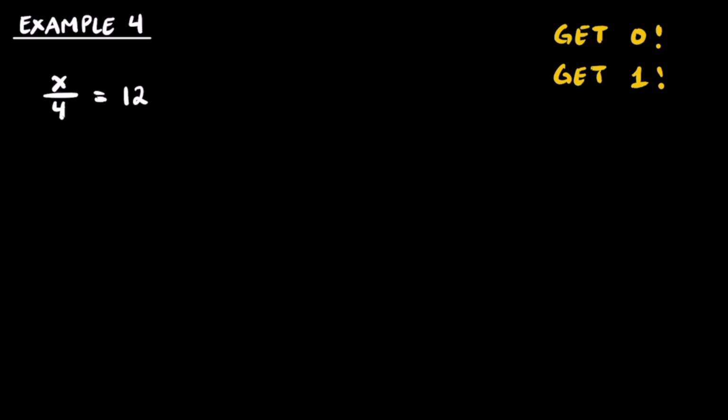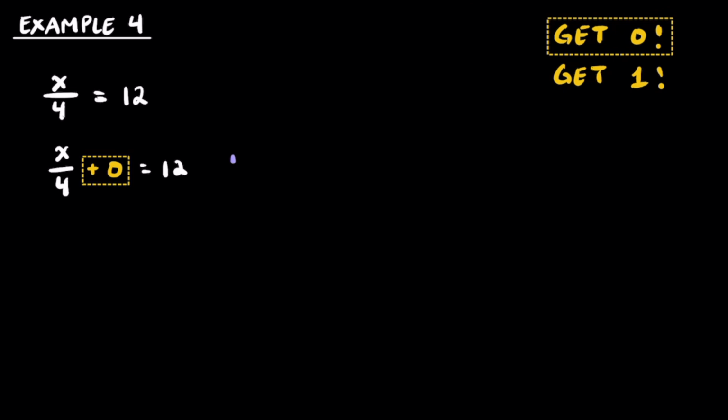To show you why we don't need to get 0, remember that we could technically write this equation as x over 4, or x divided by 4, plus 0 is equal to 12. In this particular equation, we already know that the constant is equal to 0 on the left side of the equation. Don't feel like you ever have to write those steps out when you're solving your equations. I'm just doing so in this video to show you what's going on.